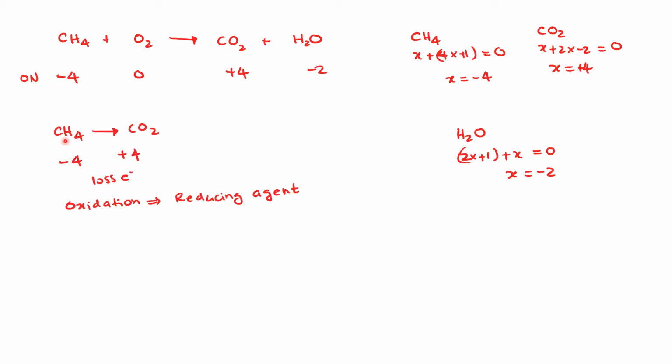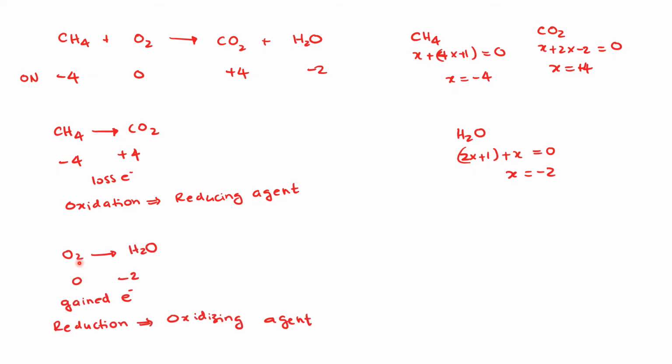So in here methane goes to carbon dioxide, -4 to +4. That means loss of electrons, which means oxidation. That means it is a reducing agent. Oxygen goes to water, 0 to -2, which means gaining of electrons, which means reduction. That means oxygen is an oxidizing agent.